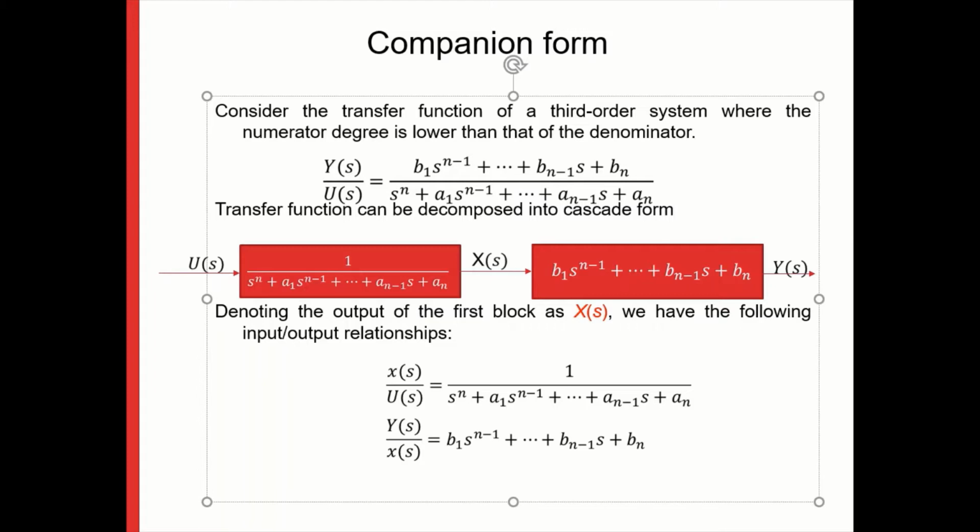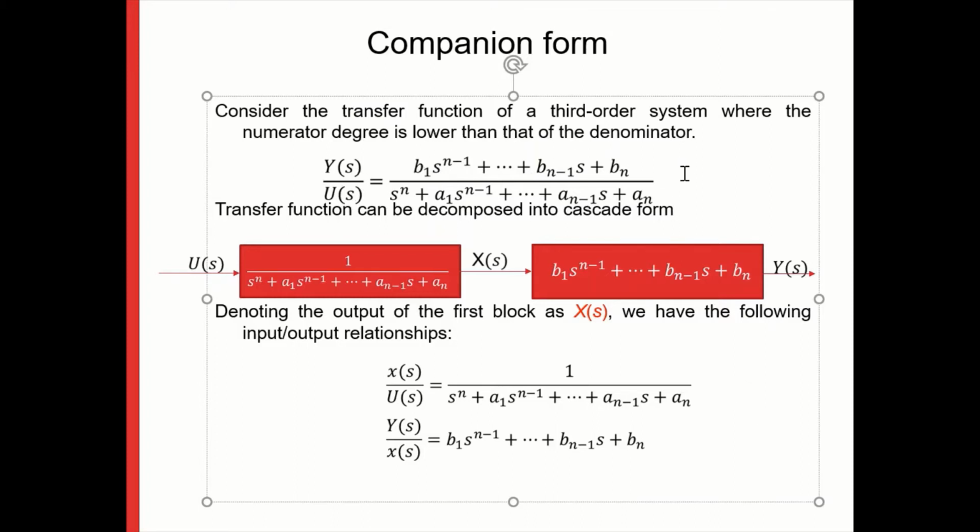Right, so here we're going to look at the companion form of a state space representation. This one's particularly handy because it gives you a very quick and easy way of going from a transfer function to some state space equations. So let's have a look at the general technique.